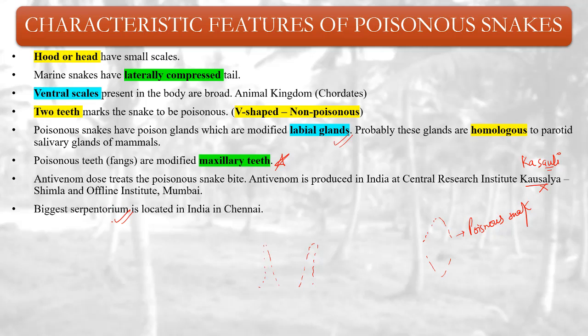So poisonous snakes, their characteristic features are presence of hood or head, which has small scales. Marine snakes have a laterally compressed tail. Ventral scales are present in the body and are broad. Two teeth marks mean the snake is poisonous, and if it is V-shaped, then it is non-poisonous. Poison teeth, fangs, are modified maxillary teeth. Now coming to the next slide.